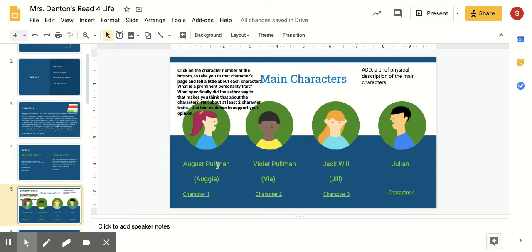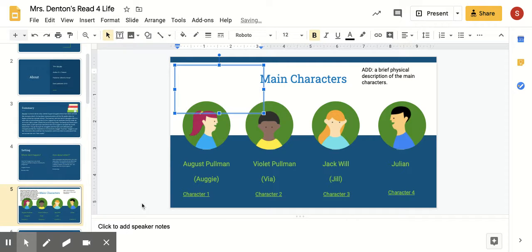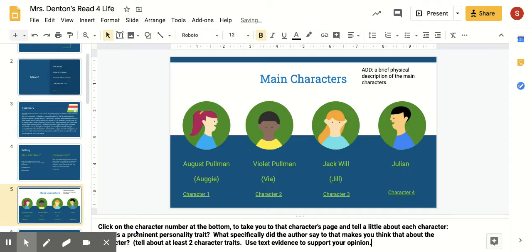Can you see where I have actually changed my character names down here? I put Augie down here because that's his nickname. I'm going to do the same thing with these directions that are up here. I'm going to copy them, going to delete them, and put them down here in the speaker notes. So now, do you see how clear that's looking? It's not so hard to read.